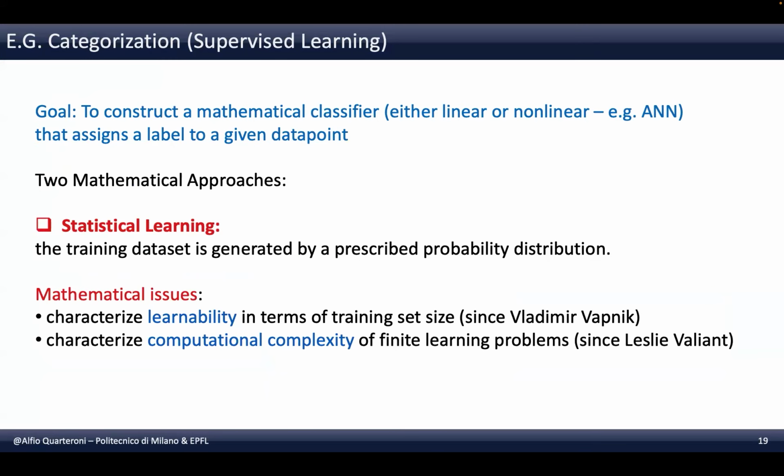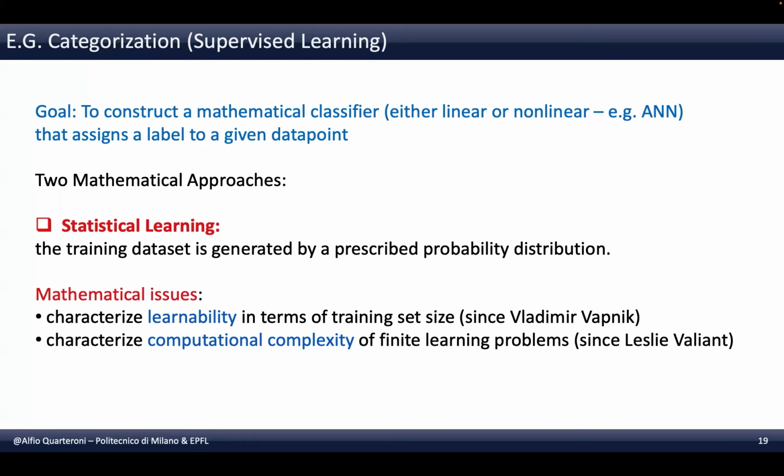Now, if you look at the first one, categorization, we have data and you want to understand what is behind those data. If there is a law behind those data, for instance. So the goal is to construct what can be called a mathematical classifier that assigns a label to a given data point. So you have a distribution of points, and you want to classify them, basically giving labels. We'll see an example. And the classifier can be linear or nonlinear.